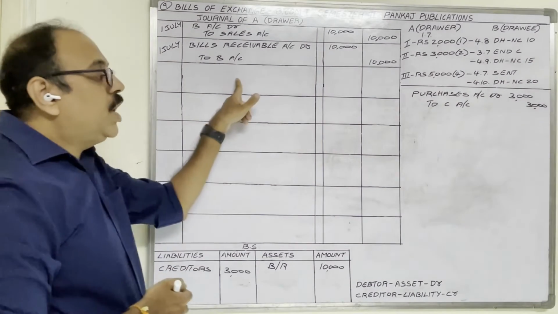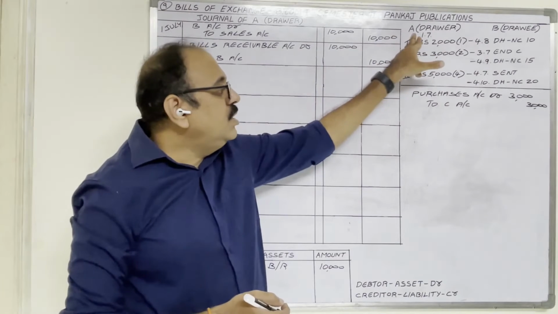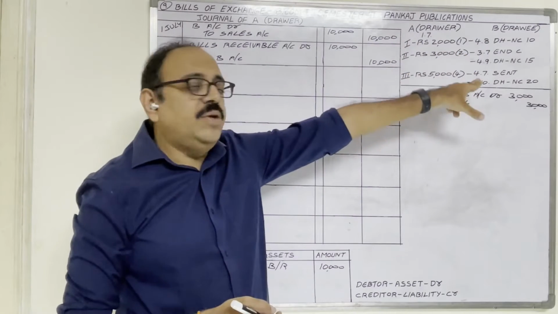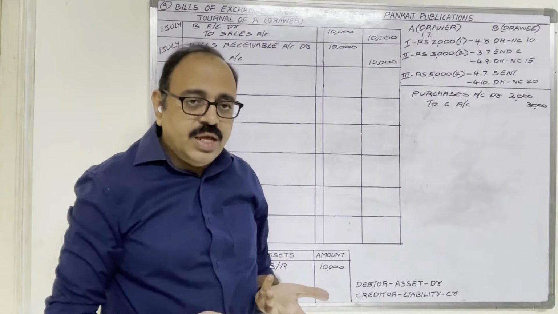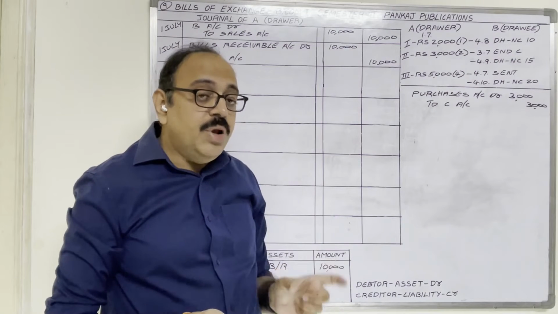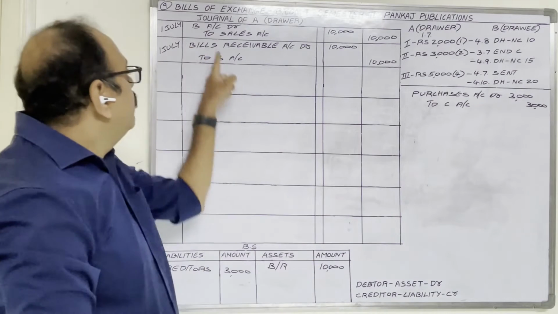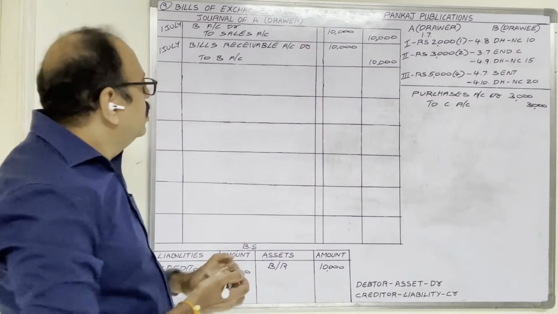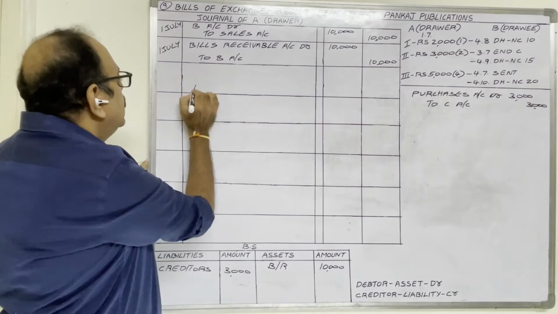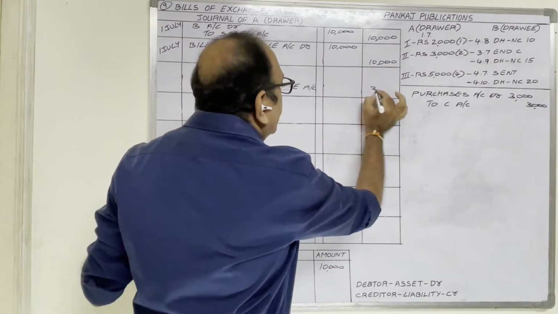Now come to the endorsement entry. In full settlement, A is giving this second bill to C. After giving this bill, with A the bill is not there. Means bills receivable we have to cancel. How did we create bills receivable? By debiting. How to cancel? By crediting. To bills receivable account, second bill, 3000 we have to cancel.